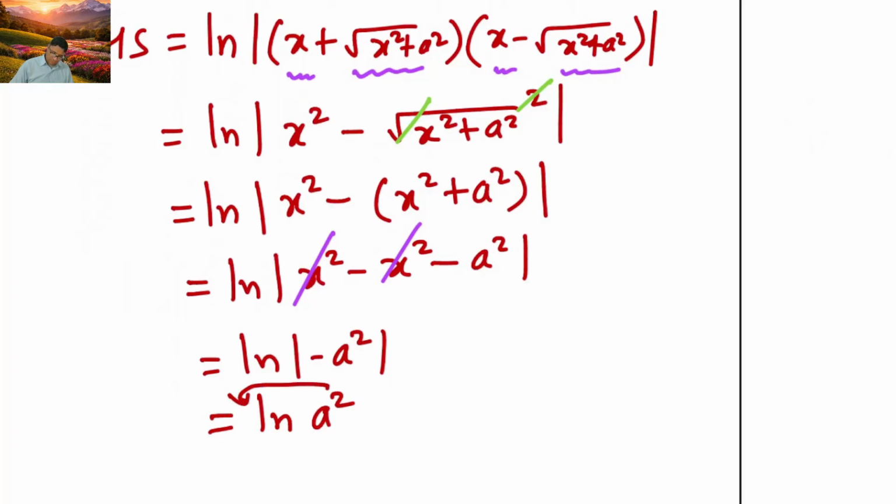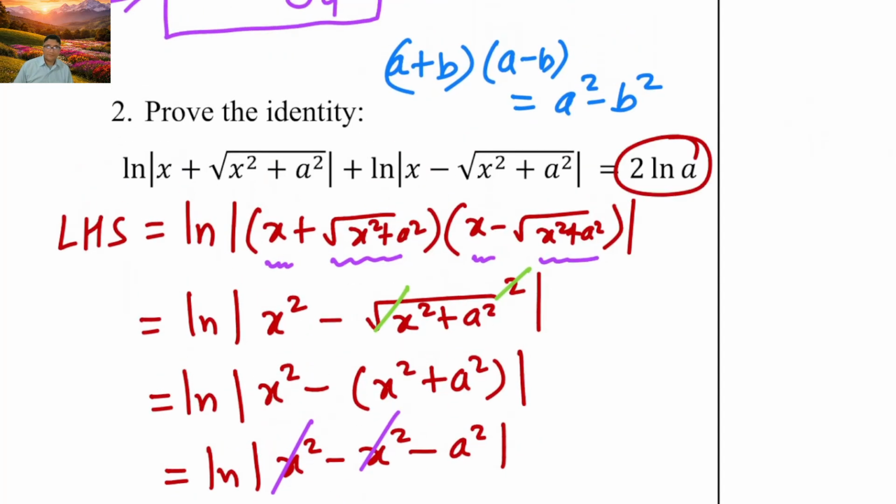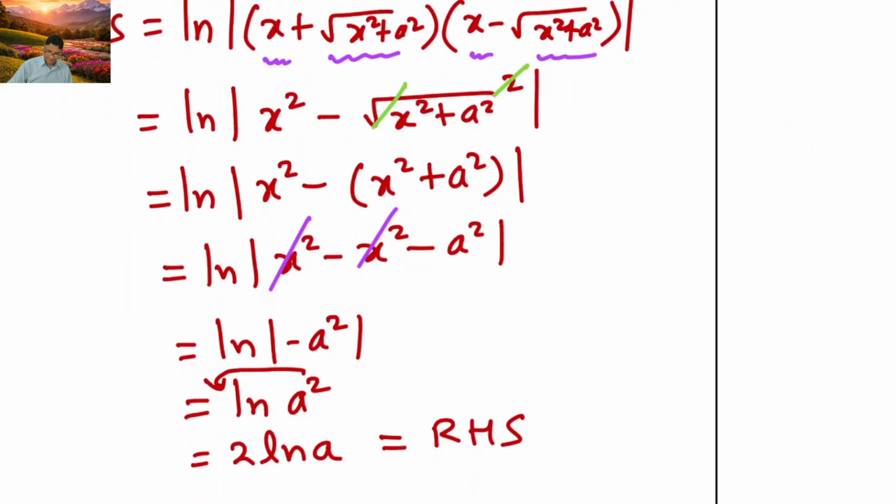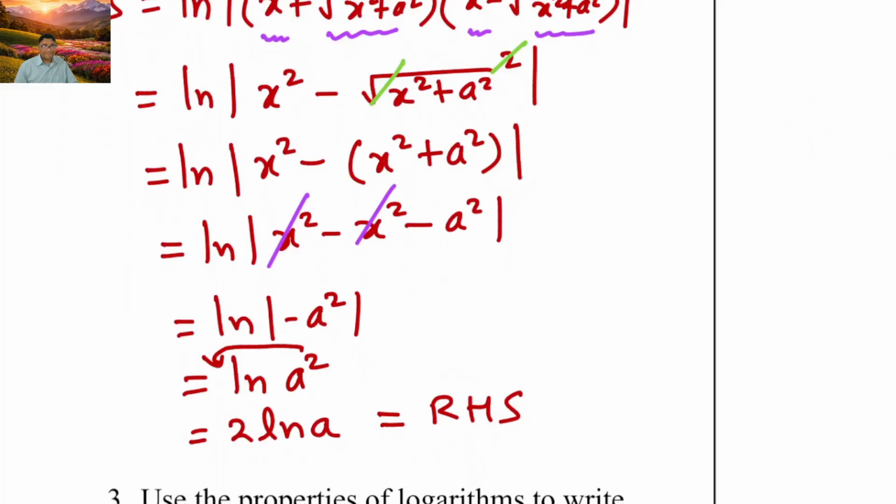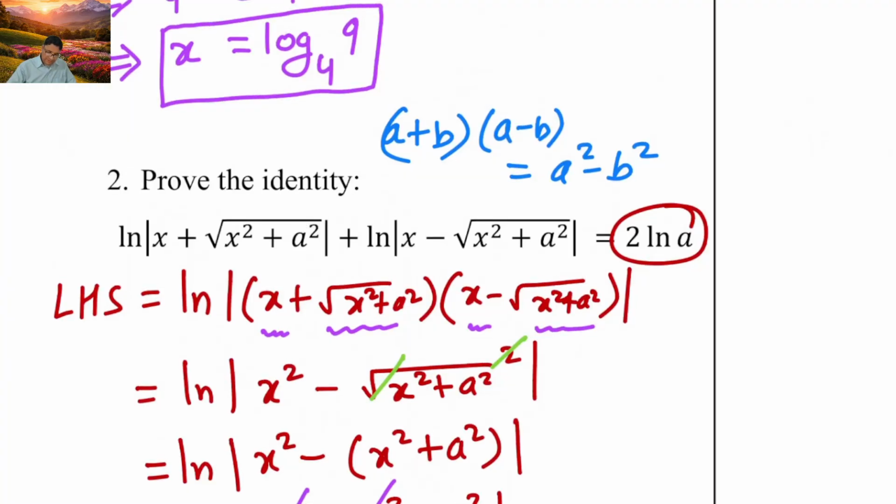Then 2 can now go to the front, so we get 2 ln a, which is the right hand side. That is needed to be proved. All right. In this identity, it was not mentioned, but we'll take it as a given that a must be greater than 0. Otherwise, we cannot write it without the absolute value.